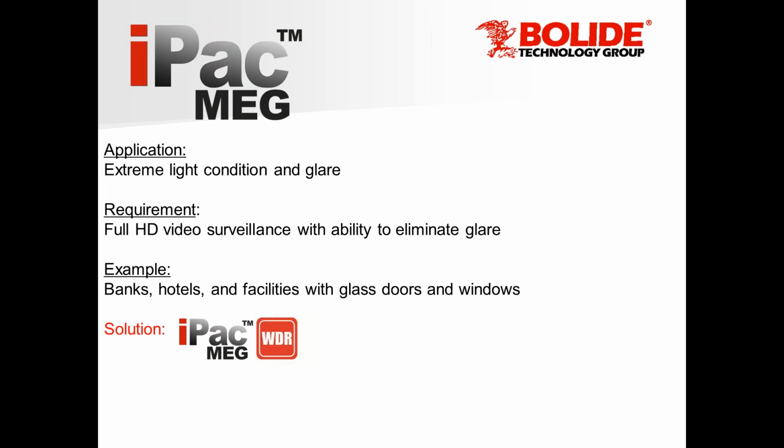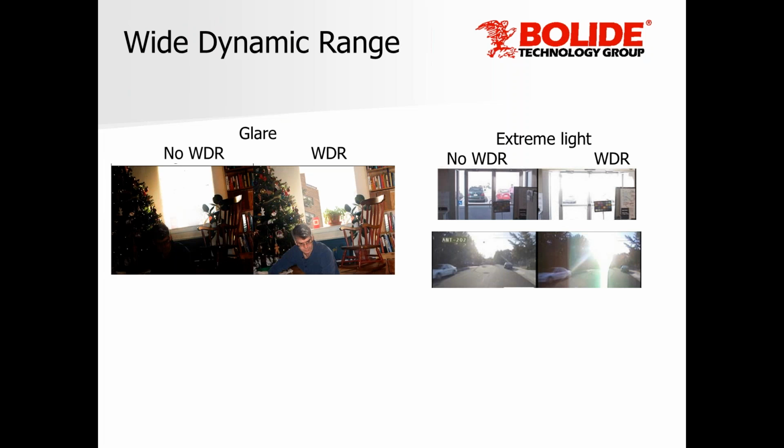Our solution is our new iPac Meg wide dynamic range cameras. These are great cameras, Ken, because you can see these pictures here. The picture on the left, you can't even see the guy in the picture because of the glare coming in through the window. You can't even see the Christmas tree. The WDR camera will eliminate that and give you a nice, clear, crisp picture as if there was no glare at all. The picture on the right, in extreme light conditions, you get that whiteout on the screen or on your display, and you can't see what's in front of it.